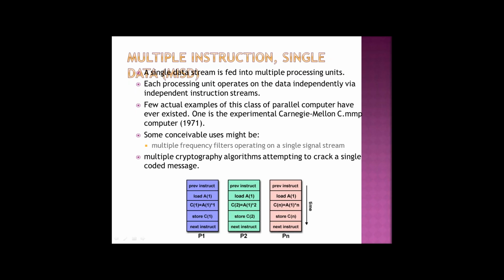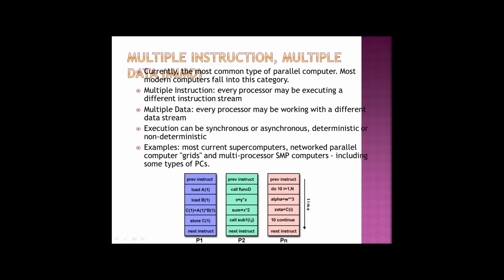This is the previous instruction. Then load A. Then C1 equals A1 into 1, C2 equals A1 into 2, Cn equals A1 into n. Then store C1, C2, Cn. Next instruction, next instruction, next instruction.